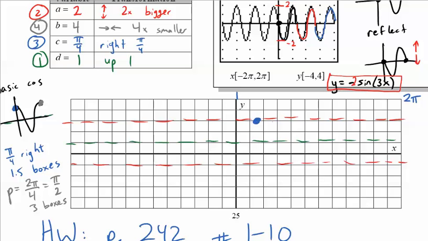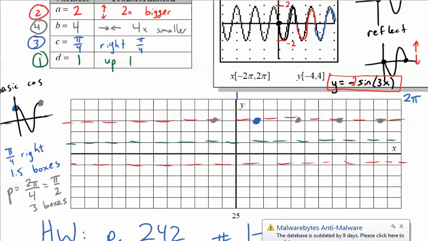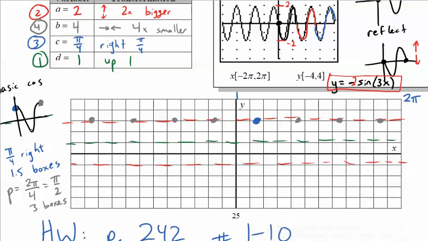So 1, 2, 3, and I'm at a maximum. Every 3 boxes, I hit a maximum again. Now, just like a sine graph, halfway between 2 maximums is a minimum. So halfway between those 2 maxes, I get to the very bottom. And halfway between a maximum and a minimum, I cross the middle line.